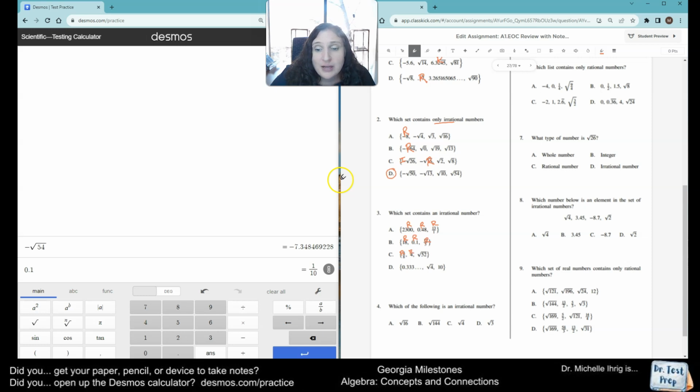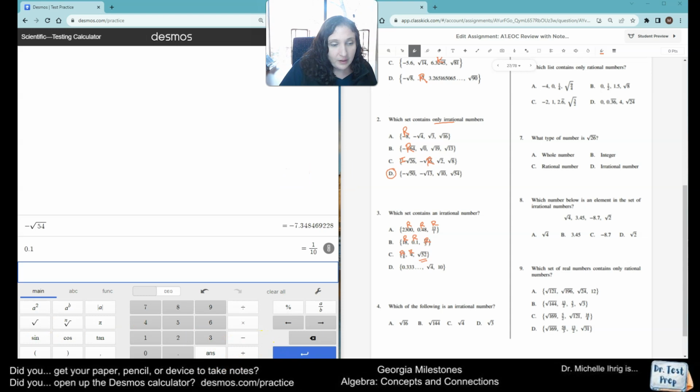Here's already a fraction. That's a whole number, no decimal. So now we've got to check the square root of 52. Square root of 52. Ugly number, no fraction button. Irrational.